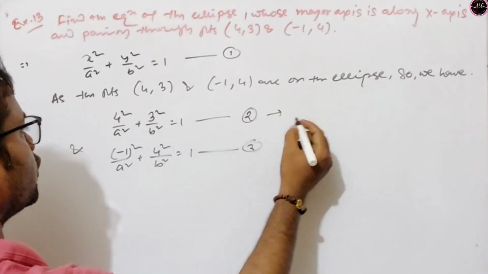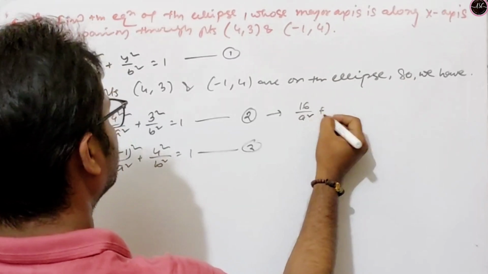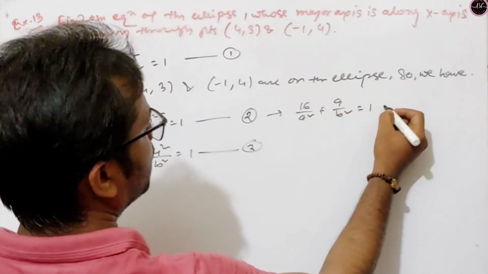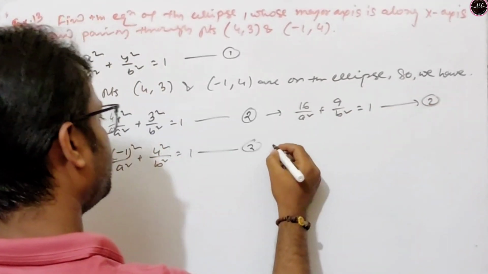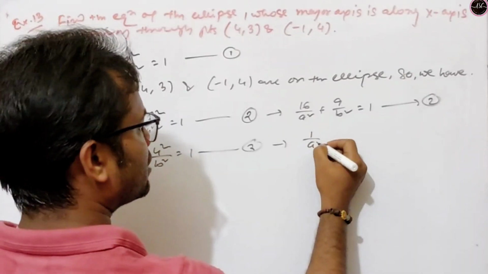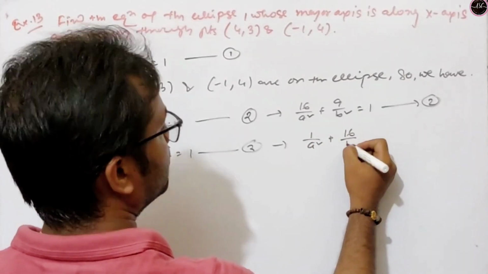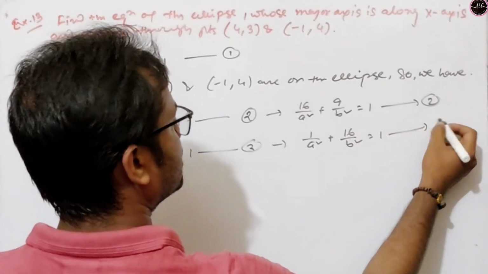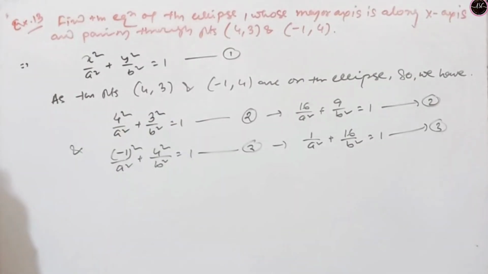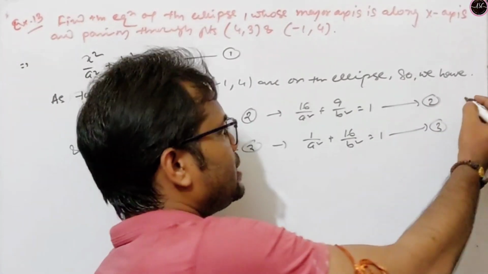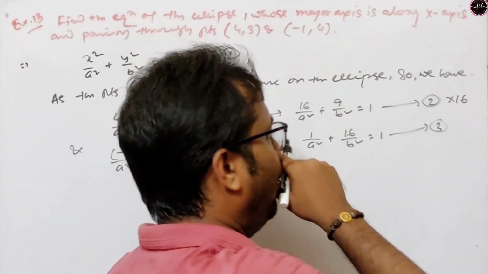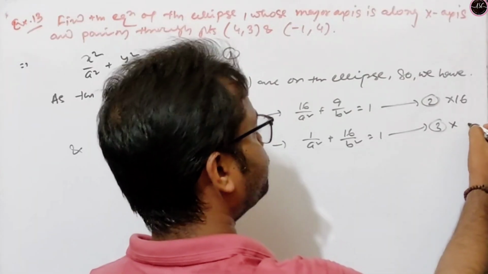So from here we can write 16 by a square plus 9 by b square equal to 1. This is equation 2, and from here we can write 1 by a square plus 16 by b square equal to 1. This is equation 3. Now solve between these two. Just multiply with 16 here and with 9 here.